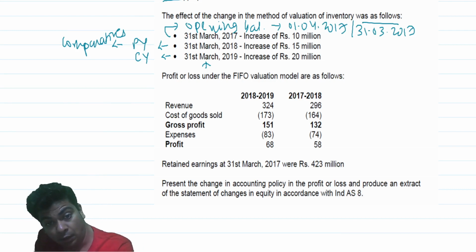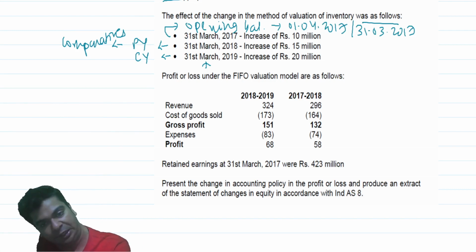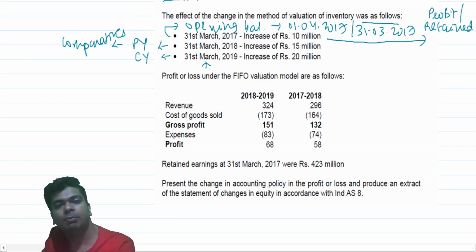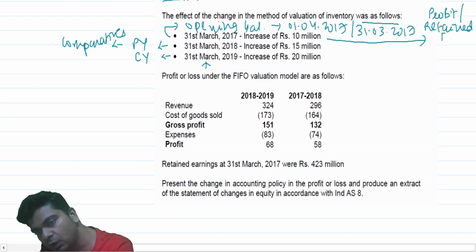Now, 31st March 2017, your closing inventory will increase by 10 million. We just want to know what will be its impact on the profit or on the retained earnings. What will be the impact on the profit or on the retained earnings? I just want to know that. What will be its effect?